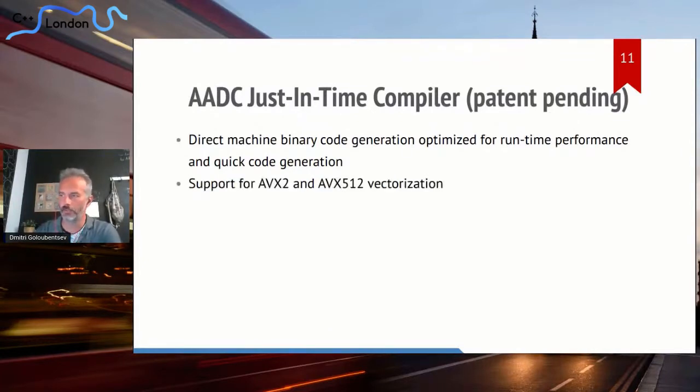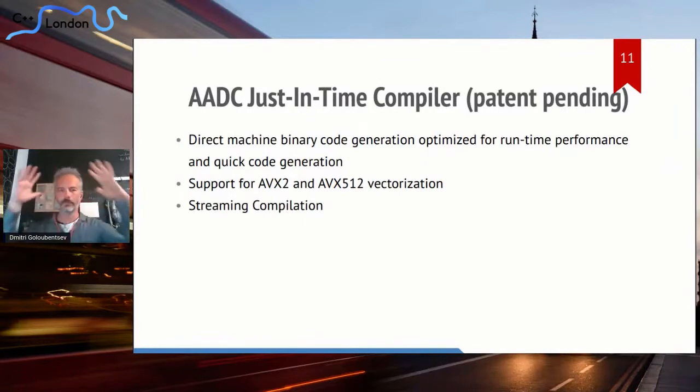So we support AVX2 and AVX512 vectorizations. We do it in streaming mode. So we never want to keep the whole evaluation graph in memory because it's going to be prohibitive. Instead, we get operations as a stream to our library, and in the background we convert that into machine code. So we basically work as a streaming compiler.